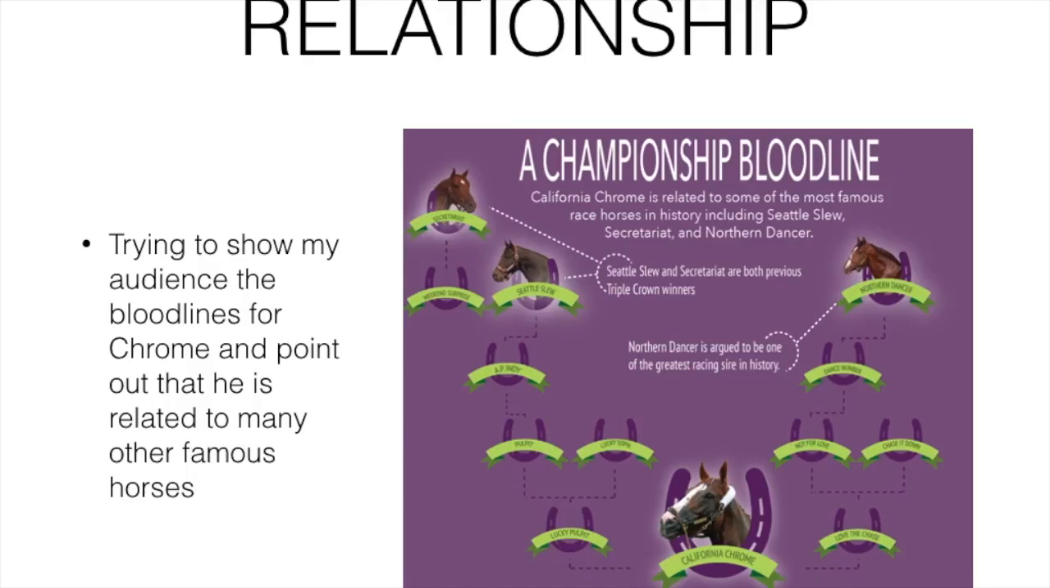So with my relationship model, I chose to use the bloodlines of California Chrome, and it's important in the horse world to know bloodlines, but then as well, I wanted to show how California Chrome is also a descendant from a couple other famous racehorses. So I really wanted to bring that out and give that point to my readers and use a couple different techniques to draw out that basic goal: these are some important figures in his bloodlines that I really want to pull out and show you guys.